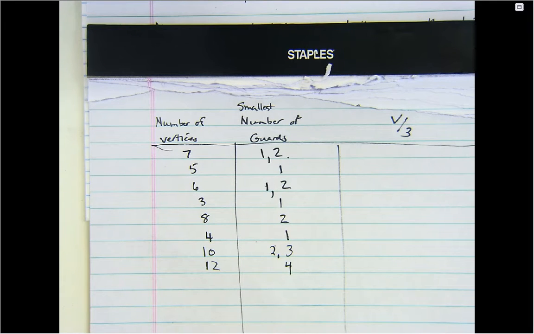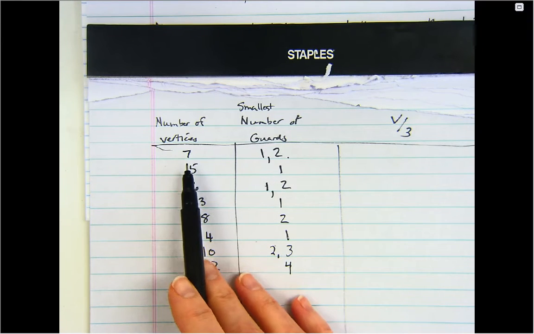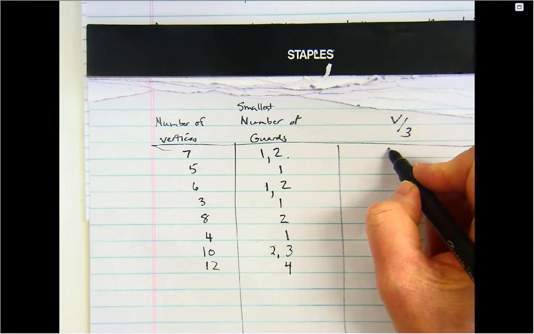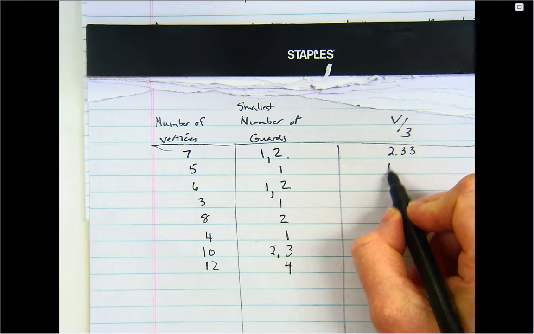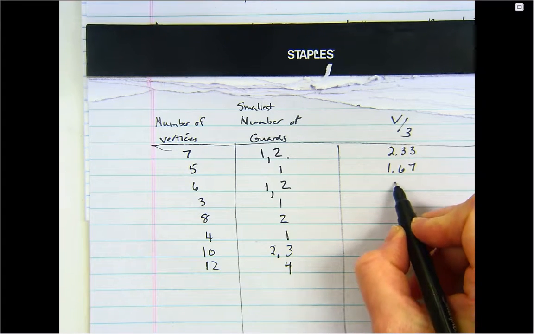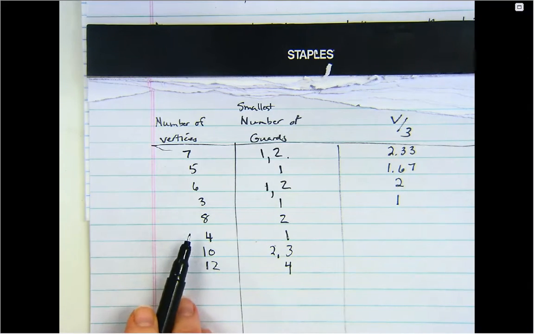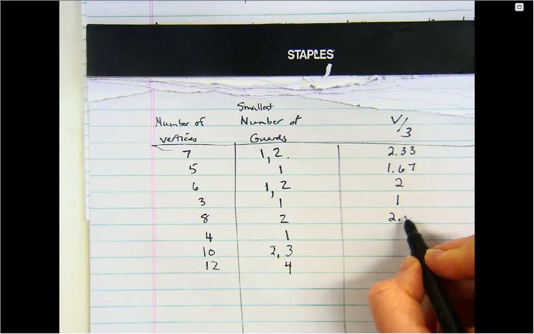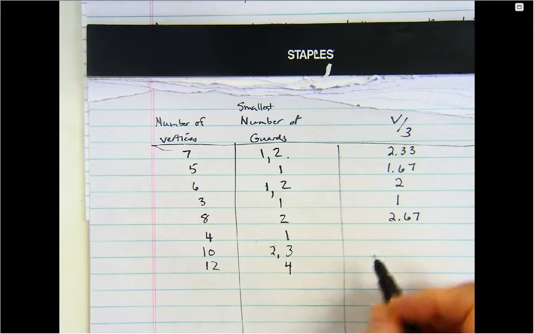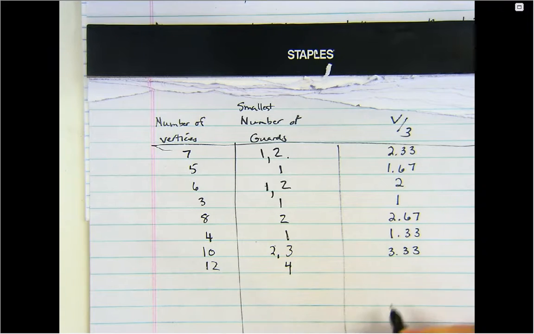Now what we're going to do is look at the number of vertices, which I'll call V, divided by 3. So 7 divided by 3 is 2.33. 5 divided by 3 is 1.67. 6 divided by 3 is 2. 3 divided by 3 is 1. I'm just taking the number of vertices and dividing by 3. 8 divided by 3 is 2 2/3, so 2.67. 4 divided by 3 is 1.33. 10 divided by 3 is 3 1/3, 3.33. 12 divided by 3 is 4.